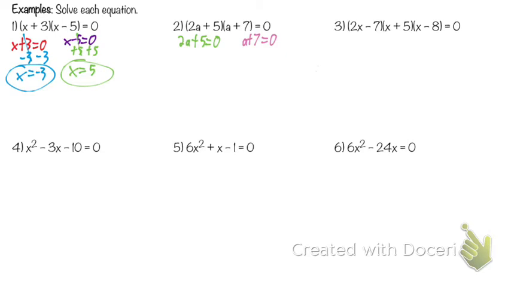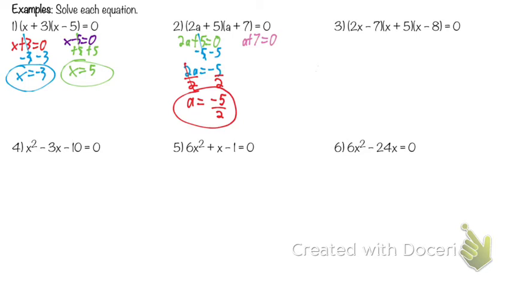On 2a plus 5 equals 0, what's our first step in solving that equation? Subtract 5 to move that over. Very good. 2a equals negative 5. What's our second step? Divide by 2. Now this creates a fraction. Am I okay with fractions? Yeah. Can we reduce this fraction? No. So we leave it. We could make it a mixed number, and some teachers would prefer that. Personally, I'm okay with either.